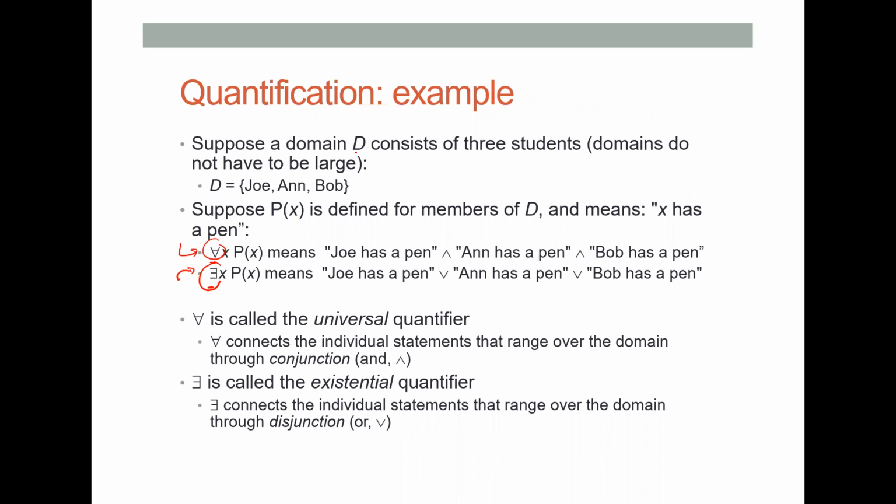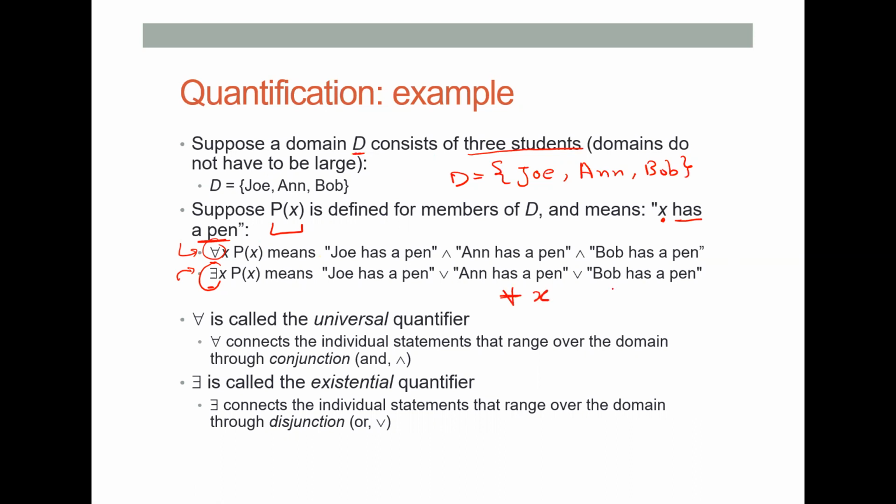So suppose that a domain D consists of 3 students, and D contains 3 student names: Joe, Anne, and Bob. And now I'm gonna model a statement P of X to mean that X has a pen. So if X, who is one of the domain, has a pen, it would be calculated to true. If X has no pen, it would be calculated to false.